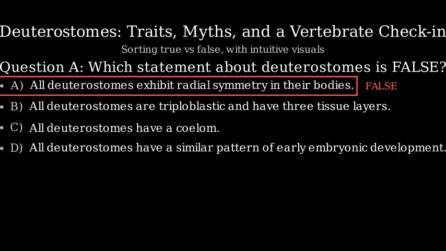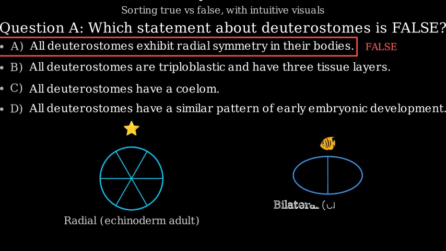Let's build intuition. On the left, a radial symmetry sketch, like spokes of a wheel. On the right, bilateral symmetry, a clear left and right side. Echinoderm adults tend to be radial. Chordates, including us, are bilateral. Also note, echinoderm larvae start out bilateral and develop radial symmetry as adults.